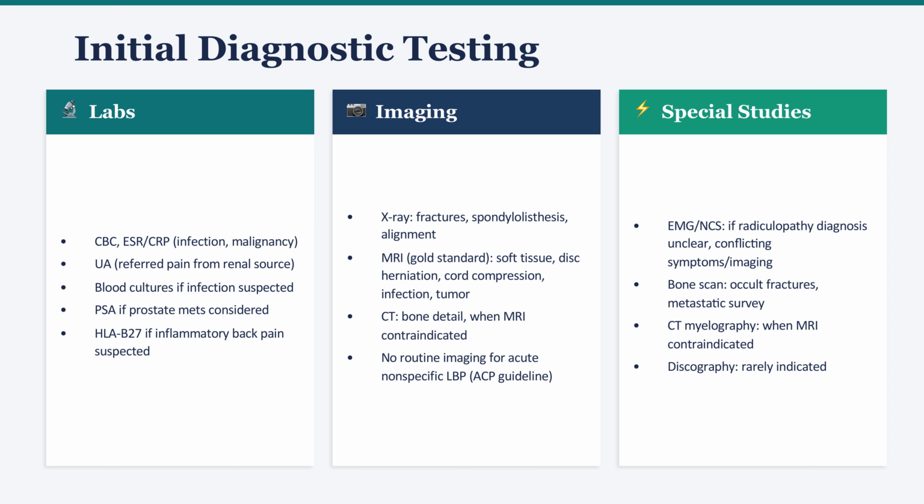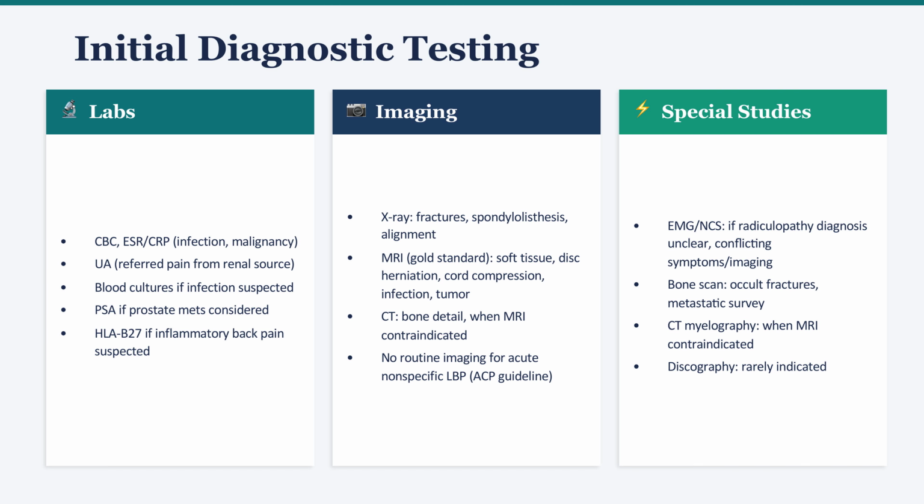For imaging, plain radiographs are useful for evaluating alignment, fractures, and spondylolisthesis. MRI is the gold standard for soft tissue evaluation, including disc herniation, spinal cord compression, infection, and malignancy. CT provides better spatial resolution for bony pathology and is used when MRI is contraindicated. Electrodiagnostic studies with EMG and nerve conduction studies are helpful when the clinical picture is unclear, symptoms and imaging are discordant, or there is concern for multiple levels of involvement.